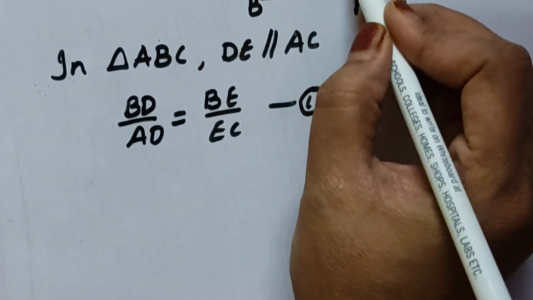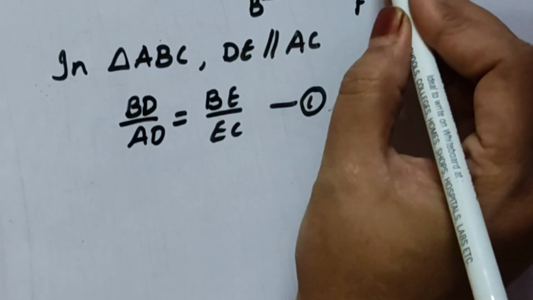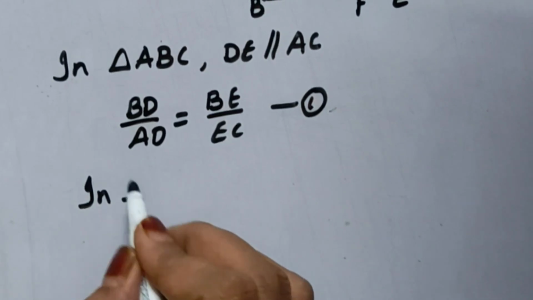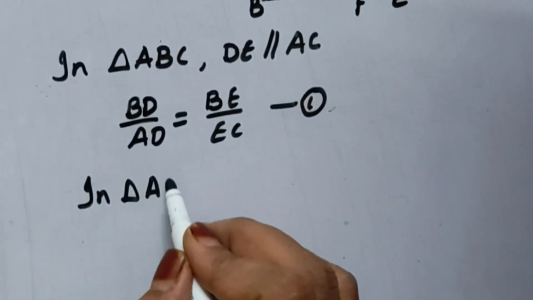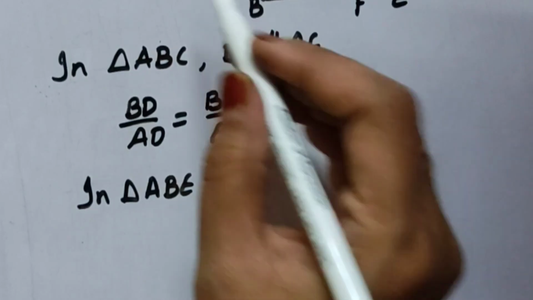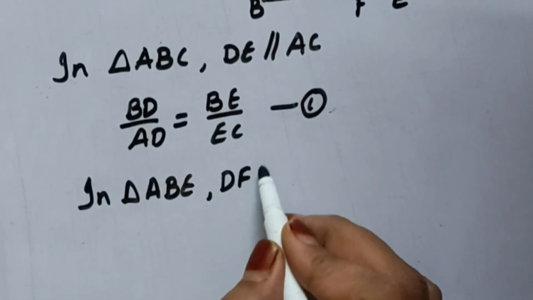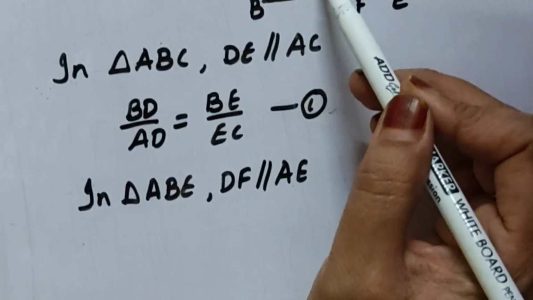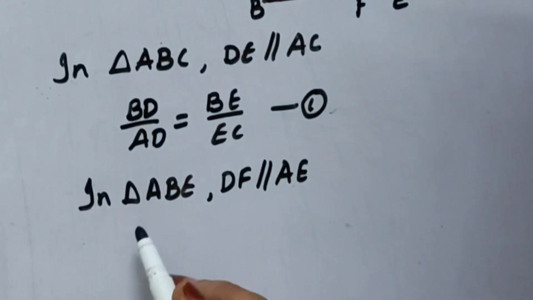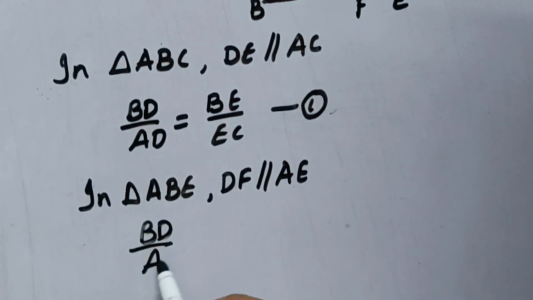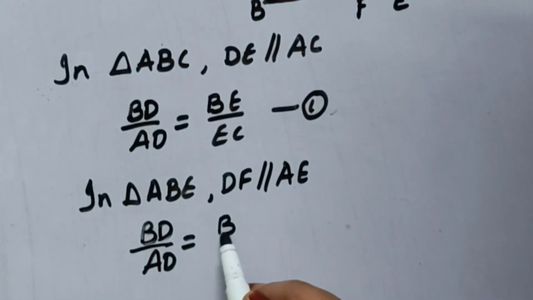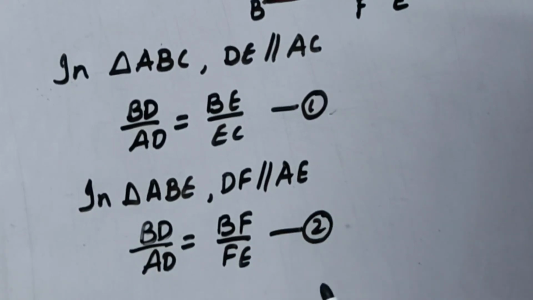This one. DF is parallel to AE. So this will be the triangle, okay, in triangle ABE. So in ABE, DF is parallel to AE. Okay. Now again we will apply the Thales theorem here. BD by AD equals to BF by FE. BF by FE. Okay, this is equation 2.